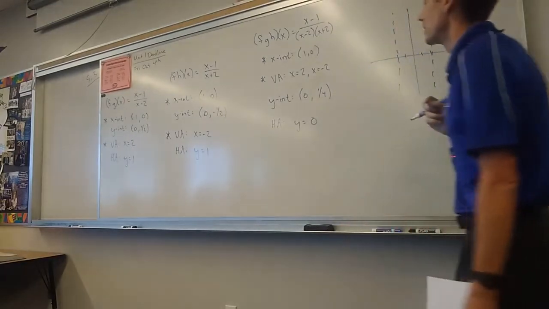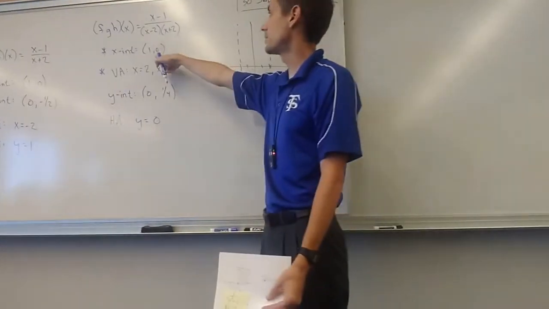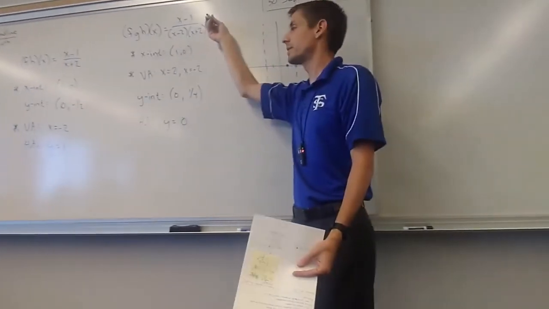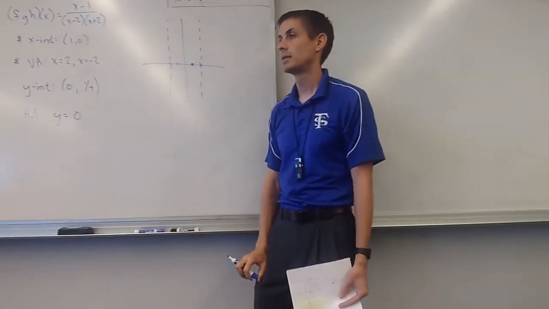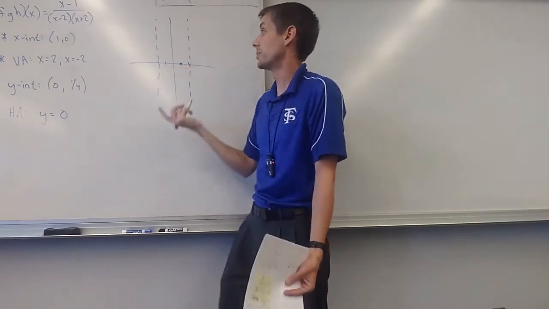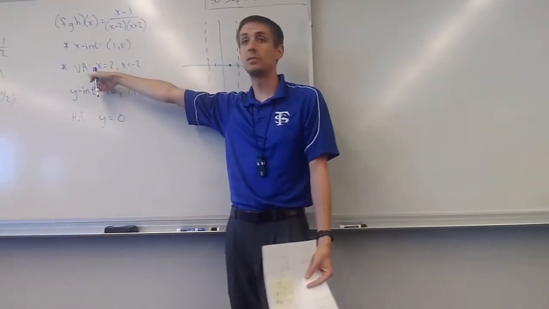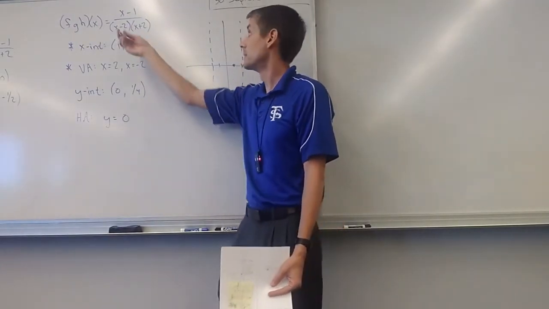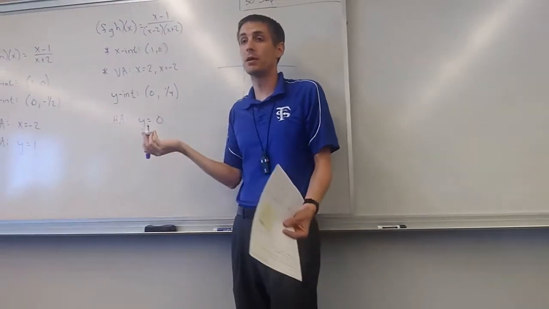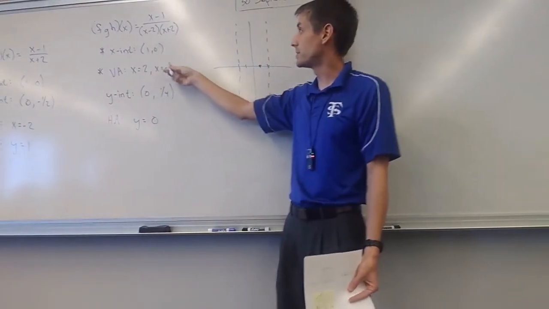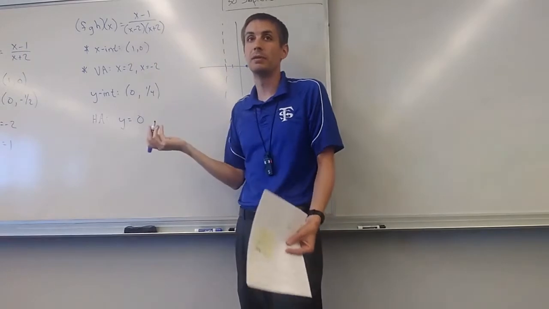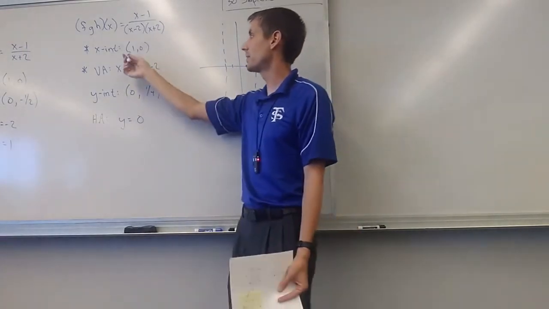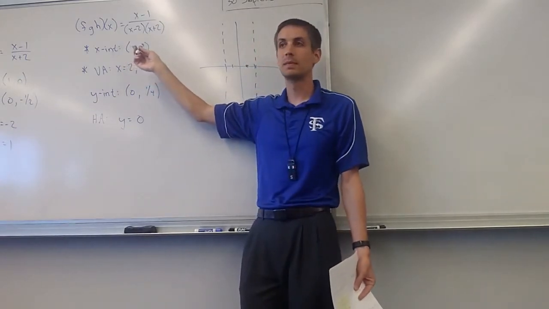Now, how would I find that just looking at this function? How would I find vertical asymptotes just looking at that function? It's the bottom part. Okay, so the denominator equals 0. So I've got 2 and -2, that would be the two zeros of my denominator, and that's going to tell me where my vertical asymptotes are. Well, where did I find the 1 for the x-intercept? I found that up in the numerator.